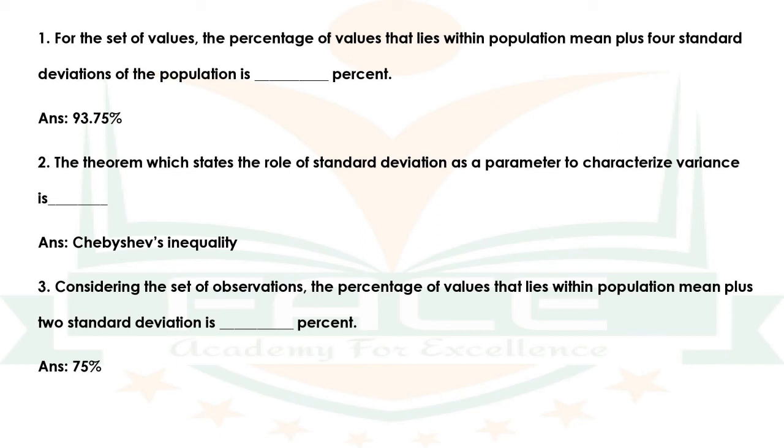Question number 2. The theorem which states the role of standard deviation as a parameter to characterize variance is dash. The answer is Chebyshev's inequality. Question number 3. Considering the set of observations, the percentage of values that lies within population mean plus or minus 2 standard deviations is dash percent. The answer is 75%.